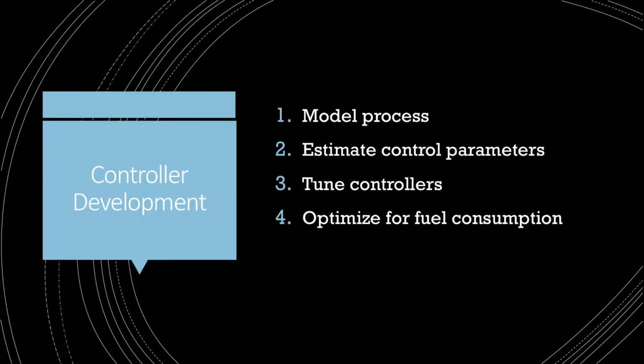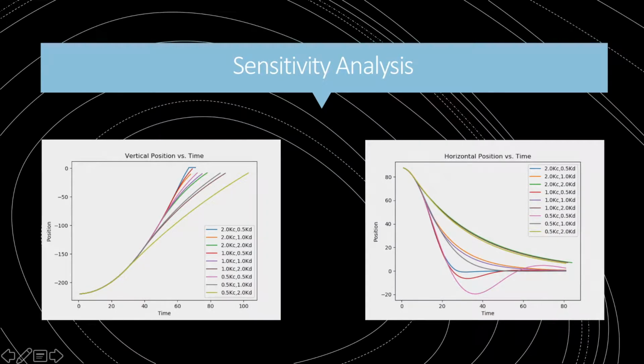But that was not necessarily optimum for fuel consumption. So then we went ahead and iterated on those to find the optimum tuning parameters for fuel consumption. And we acquired those optimal parameters by performing a sensitivity analysis. As you can see, we have these two graphs here, vertical position versus time and horizontal position versus time. We simply took our base case that we had found by manually tuning, and we tried different combinations or different multipliers on all of those base cases.